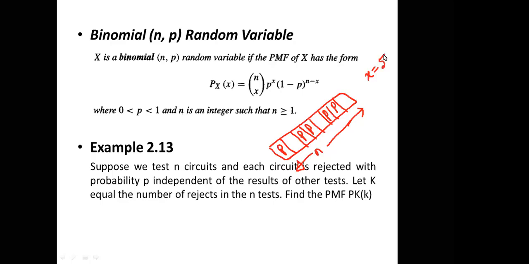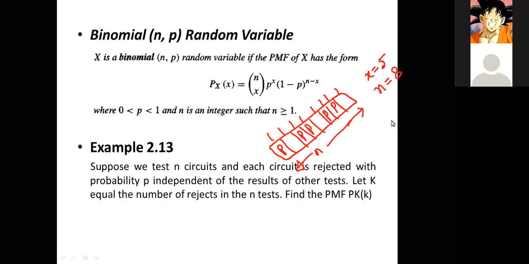Five. So I will say R, and how many is N? N equal to 1, 2, 3, 4, 5, 6, 7, 8. N equal to 8. So out of 8, there are 5 rejects. So what is the binomial theorem? 8 C 5, and then P to the power 5, and then 3 for 1 minus P. So 1 minus P to the power 3. That was the binomial theorem.